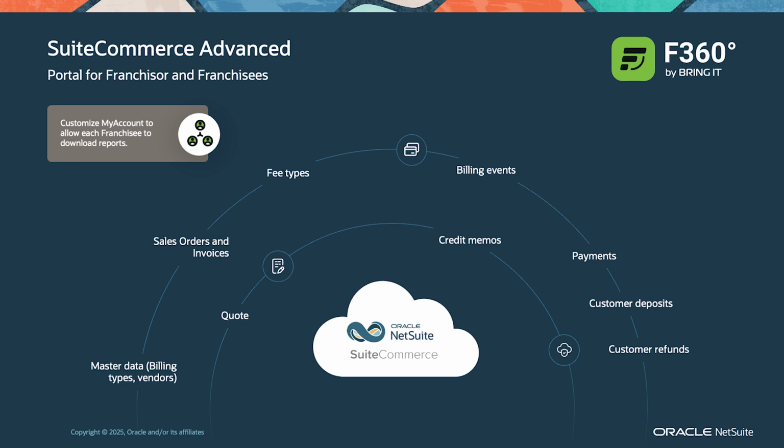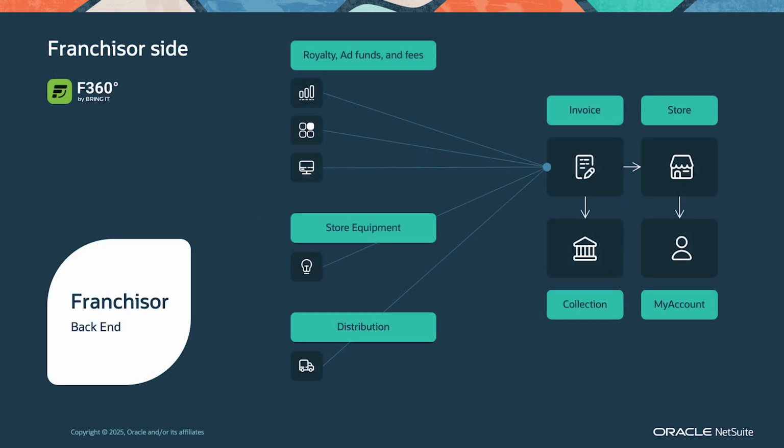So let's start with the franchisor. Franchise 360 automates complex billing processes. You define royalty and fee rules, and the system calculates everything based on point of sale data. It supports different models, fixed fees, variable percentages, and minimums. All are handled automatically. You can also track cash flow, revenue, commissions, and real-time store performance across multiple countries or legal entities.